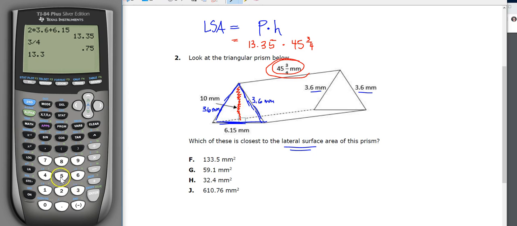So I'm now going to take 13.35, which was that perimeter of the base, and multiply it by 45.75. I think that's probably the quickest way to get to where I need to be, because the 0.75 is represented right here with the 3/4. And so when I push enter here, number 2, for this question I should get J, 610.76 square millimeters.